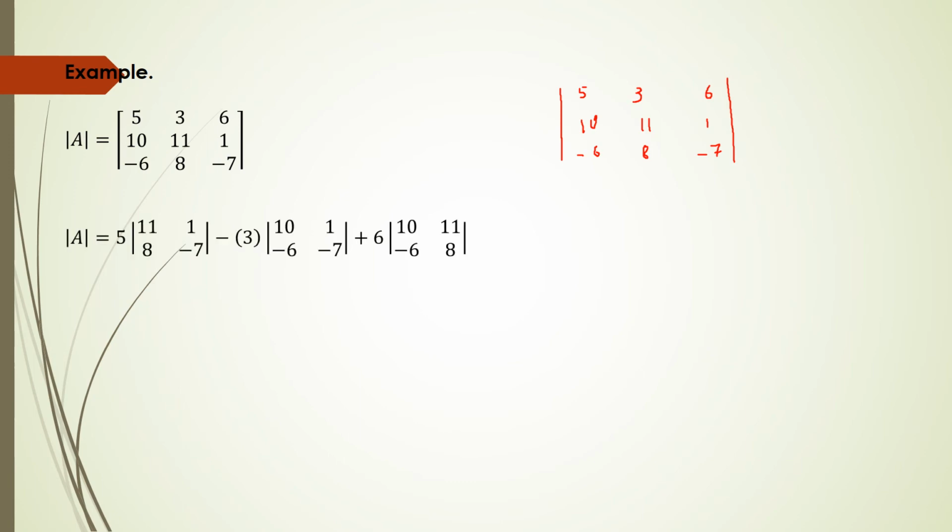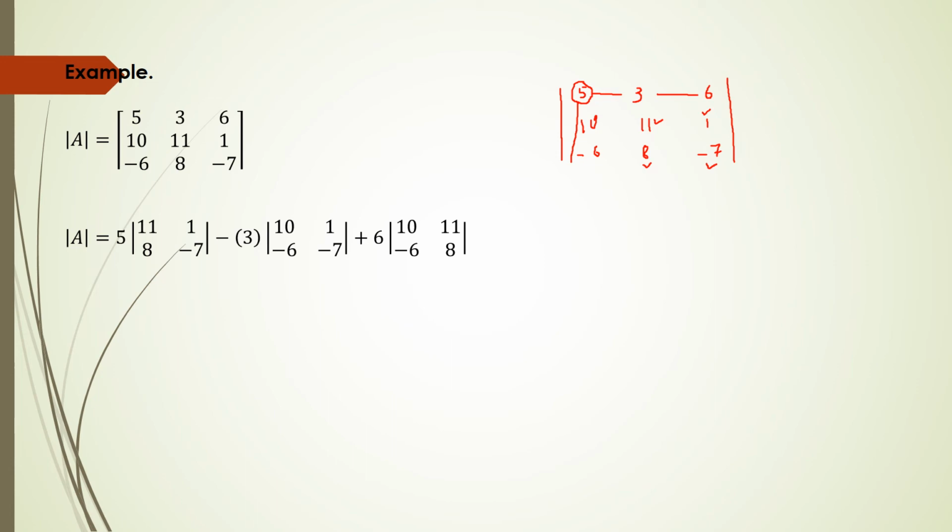So here in this step dear student, we have 5. This 5 occurs in the first row and first column, so we will leave the first row and first column. The remaining elements we have are 11, 1, 8 and minus 7. So write down here 5, then for the first row and first column, the remaining elements which we have are 11, 1, 8 and minus 7.